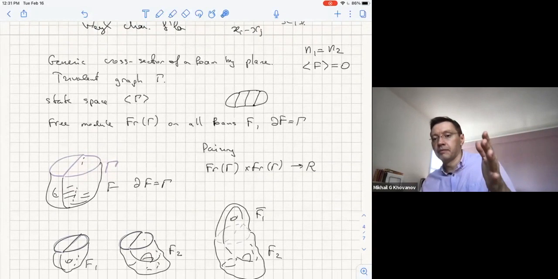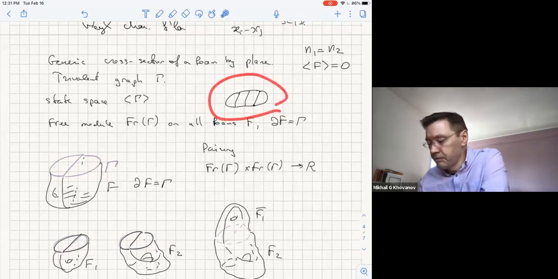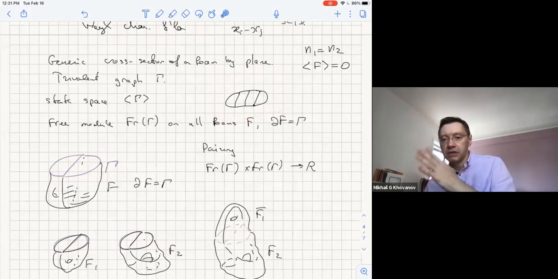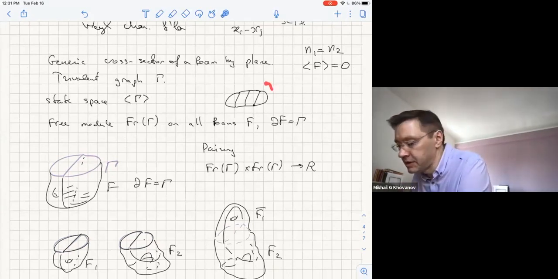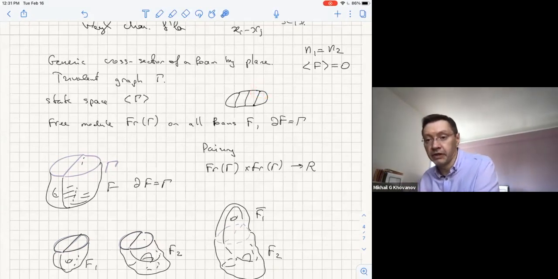If you take a foam and you take a generic cross-section, a generic plane, in the cross-section we see a trivalent graph in the plane. So this is one example. So take a cross-section, we see a trivalent graph because along singular seams we have three facets coming in. So the cross-section will give us a trivalent vertex.